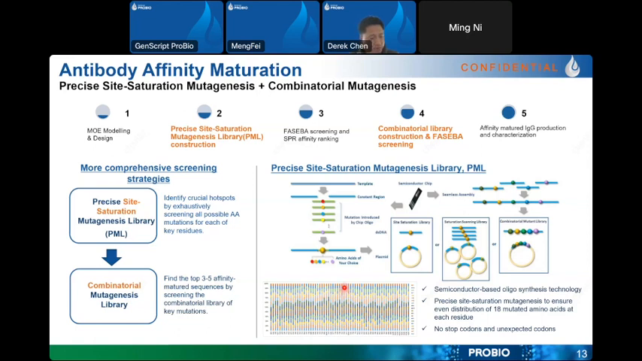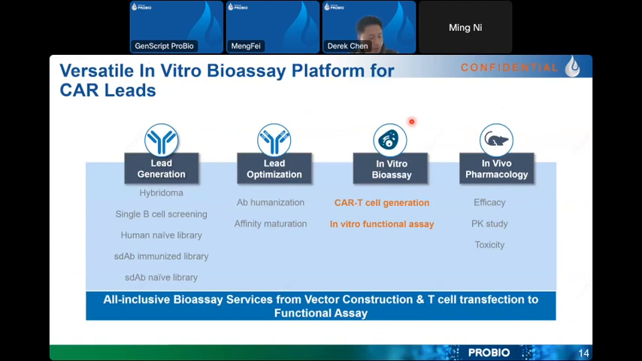Once the beneficial single residue mutations are identified by SPR affinity rankings, they will be incorporated into a combinatorial library to screen for the best combination of the mutations contributing most to the affinities. Once the lead sequence is finalized, we will move forward to the next stage, the in vitro functional validation.